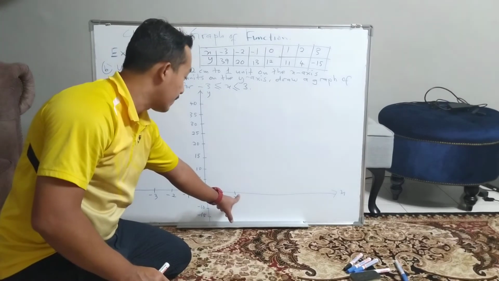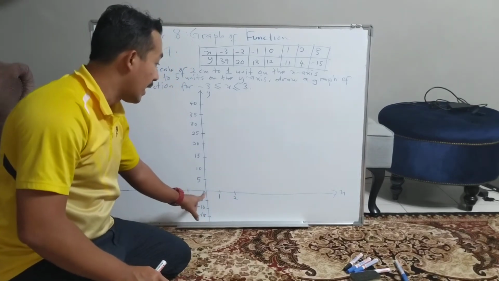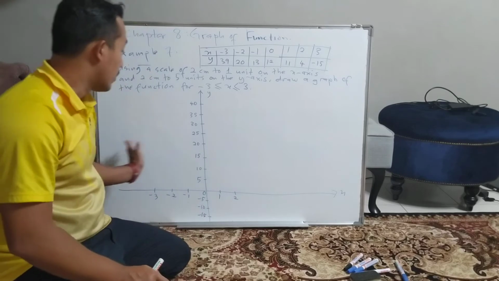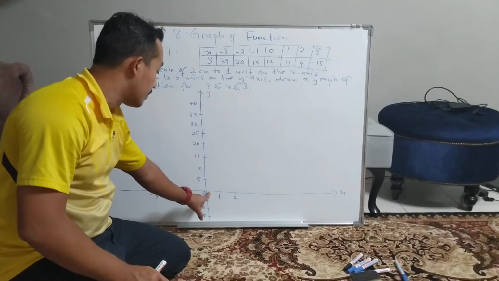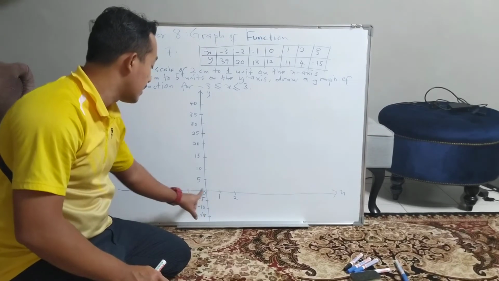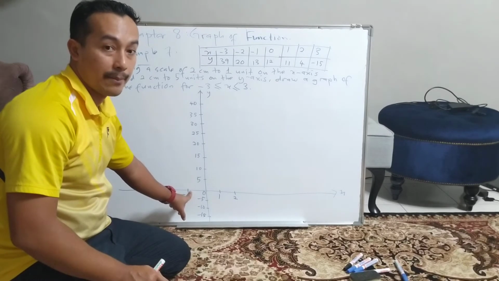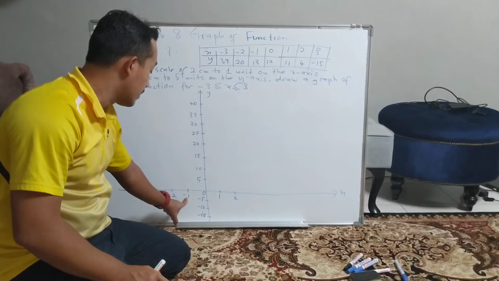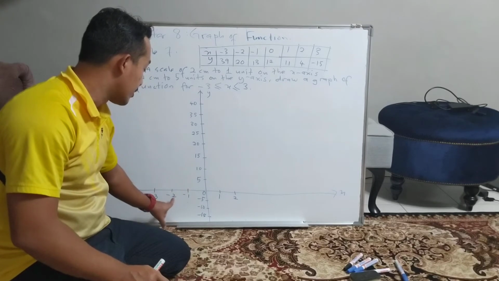Then after that you have to label the negative values for the x-axis, on your left side after 0. Make sure from 0, from the center of your graph, the distance is also 2 cm, or one box, on your graph paper. Then you label it as -1. After that, the next scale is -2.